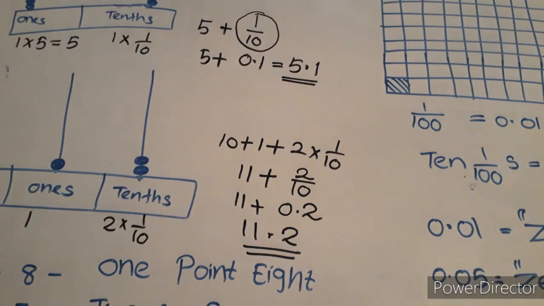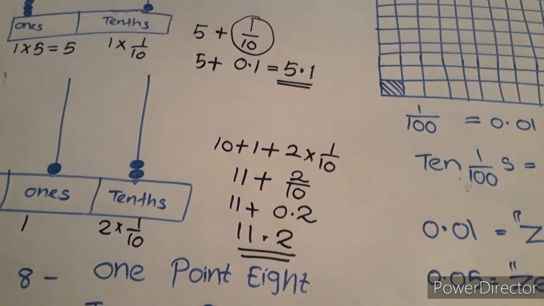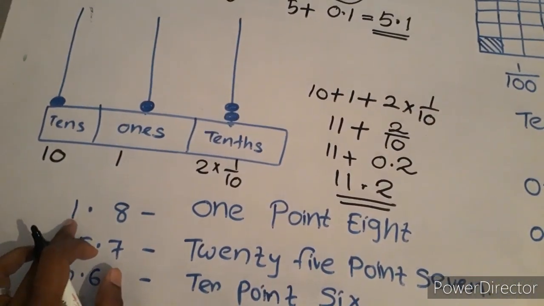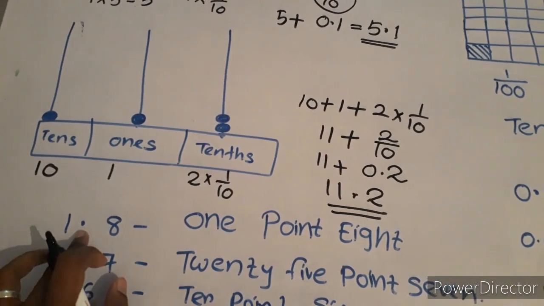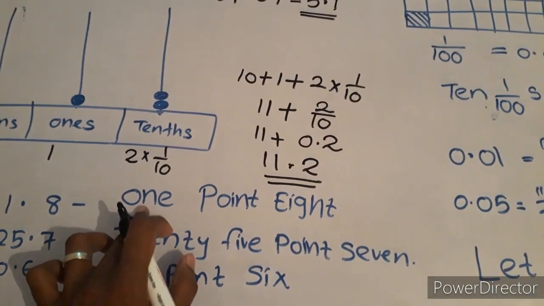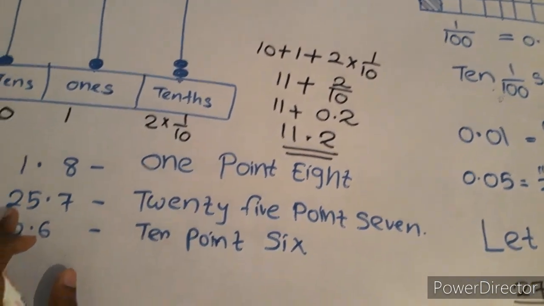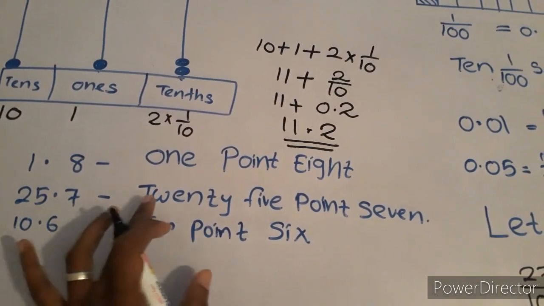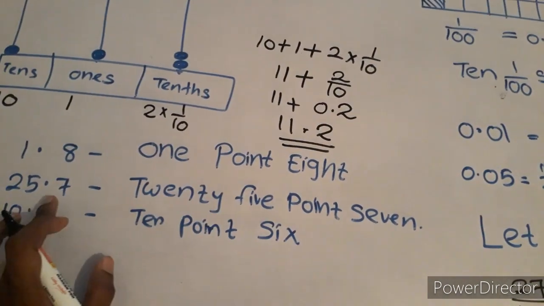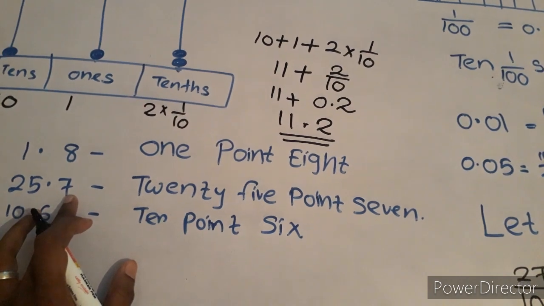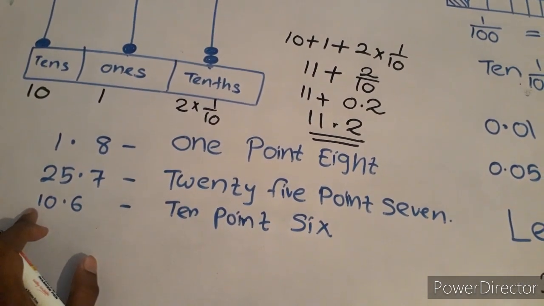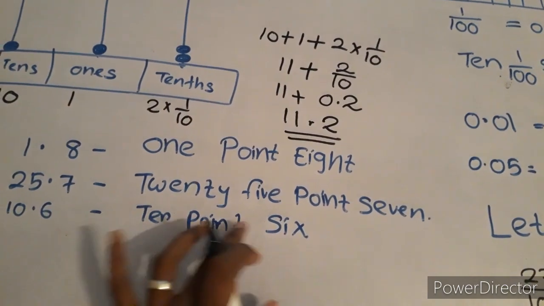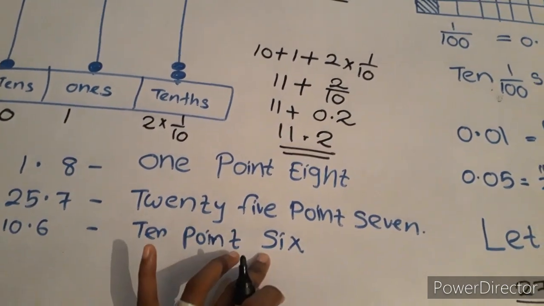Okay, now we'll see how to write some decimal numbers in words. Can you see this one? It's 1.8. We write it as 1.8. This one, what is this number? 25.7. This one, the whole number is 10 and the decimal number is 6. So we can read it as 10.6.